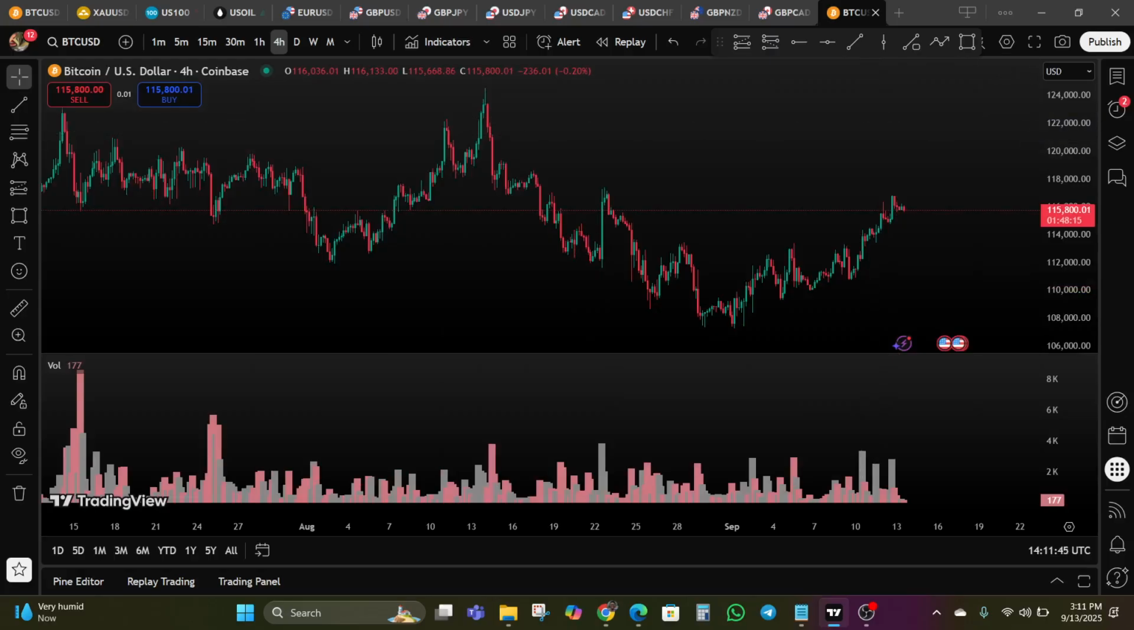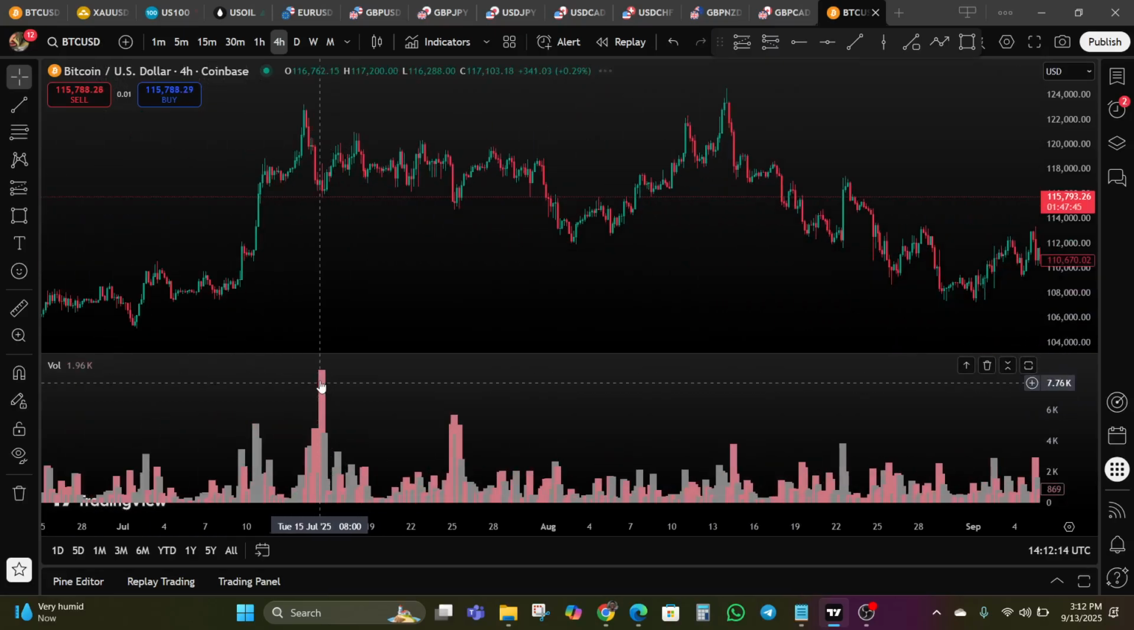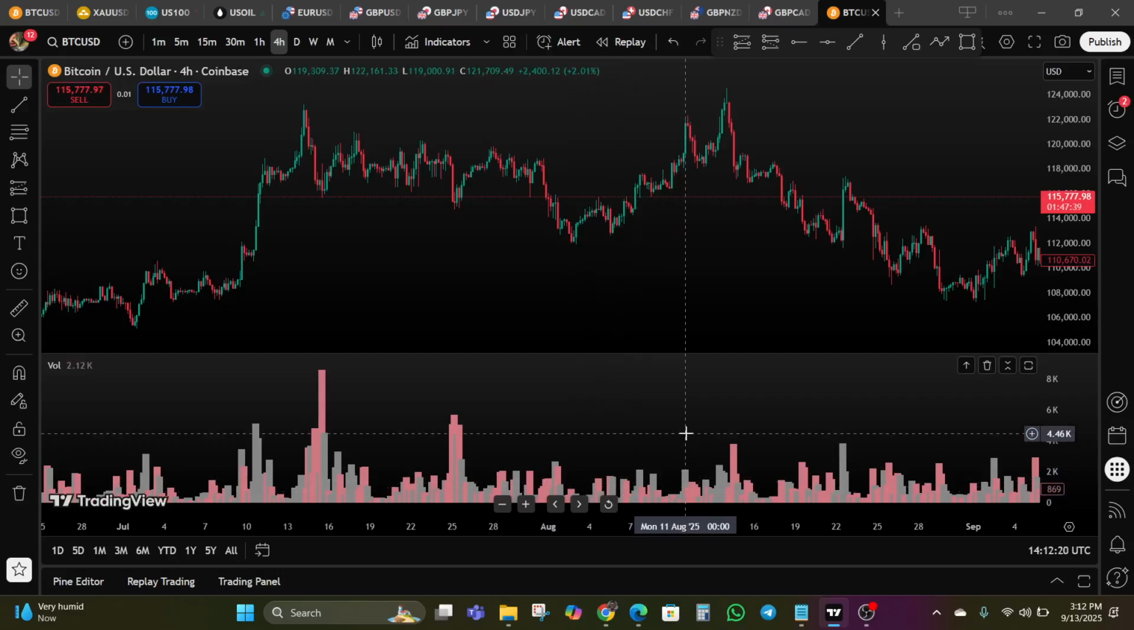So what exactly is the volume indicator? The volume indicator measures the number of trades or contracts being executed during a given period. On most trading platforms, you'll see volume displayed as vertical bars, and that's going to be below the price chart. Now, higher bars mean more activity. Lower bars mean less. So this simple visualization can reveal a lot about buying and selling pressure.